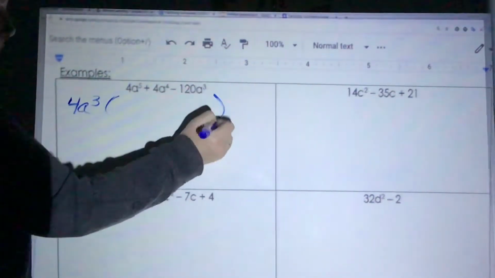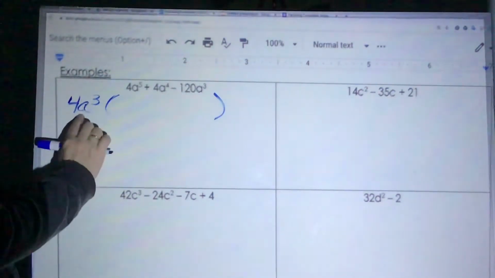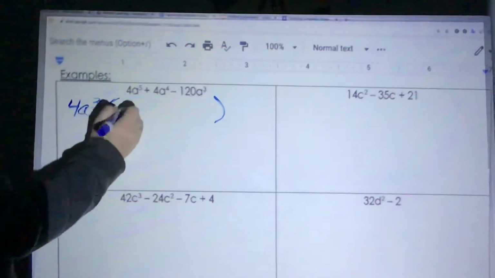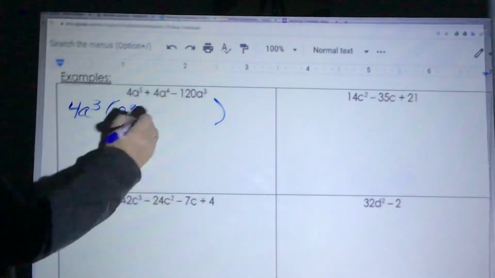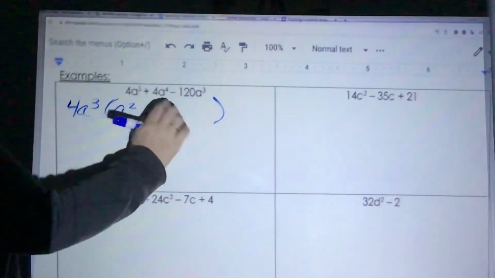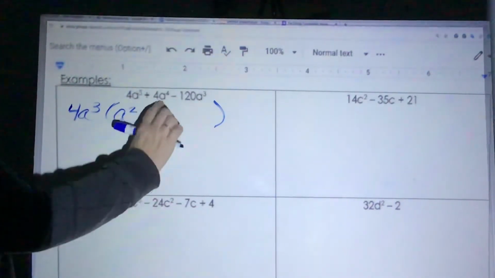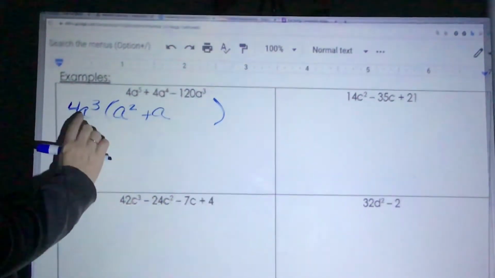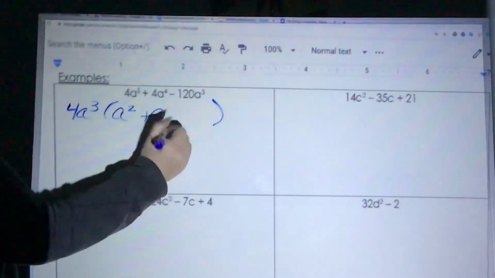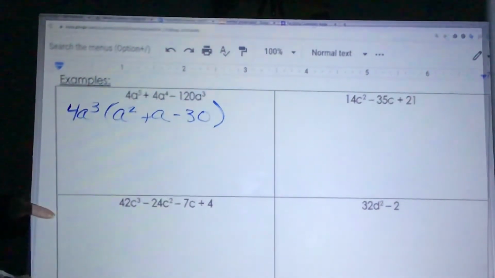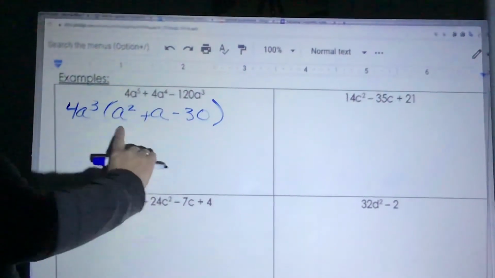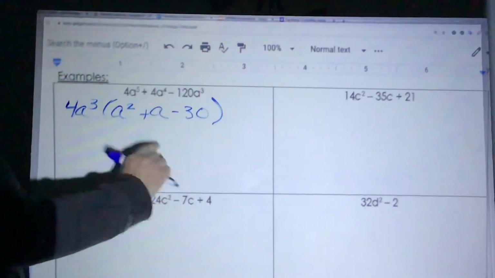Then I'm going to set up my parentheses. 4A cubed would need to be multiplied by A squared to get to 4A to the 5th. 4A cubed would need to be multiplied by an A to get to 4A to the 4th. And 4A cubed would need to be multiplied by negative 30 to get to negative 120A cubed. So now in my parentheses, I have a trinomial.